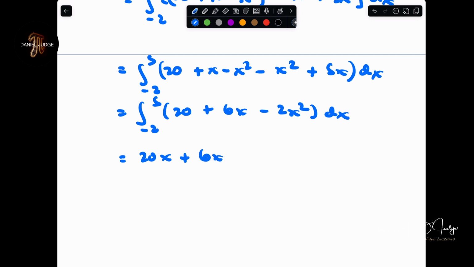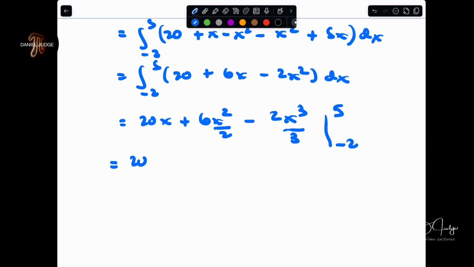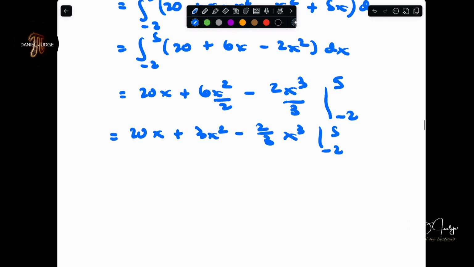20x, 6x squared over 2, 2x cubed over 3, x goes from -2 to 5. So 20x plus 3x squared minus 2/3 x cubed, from -2 to 5. We get F of 5 minus F of -2.